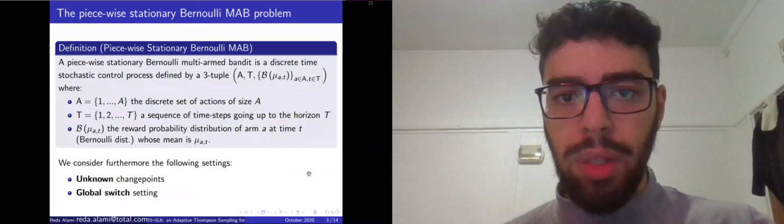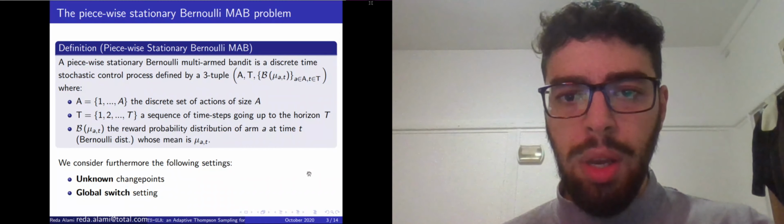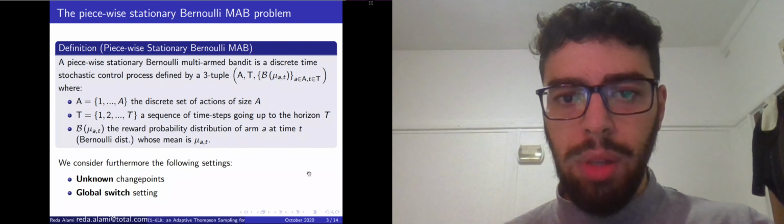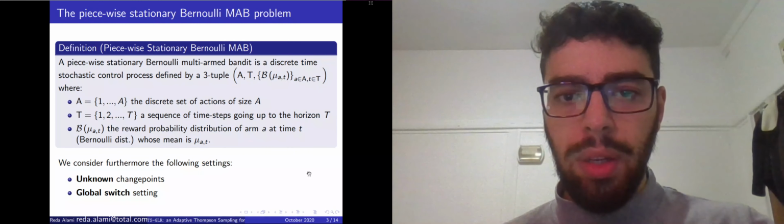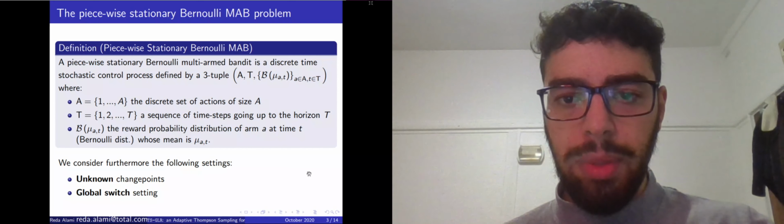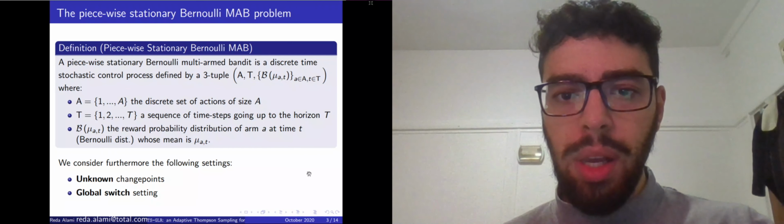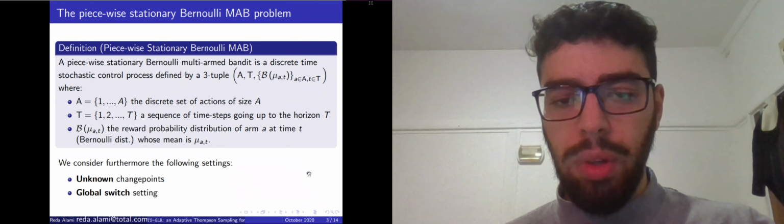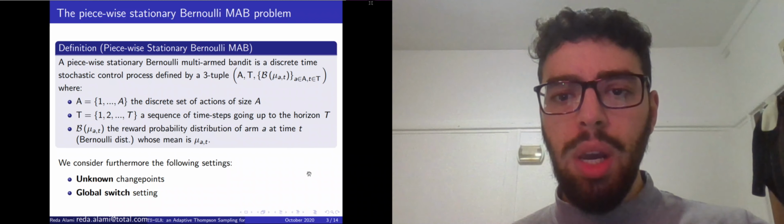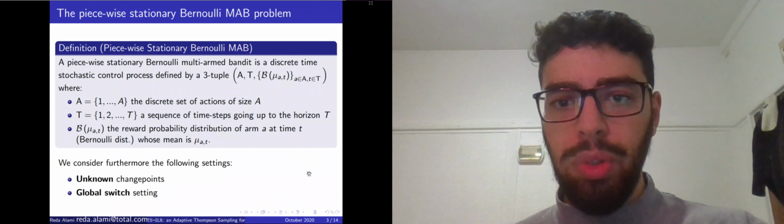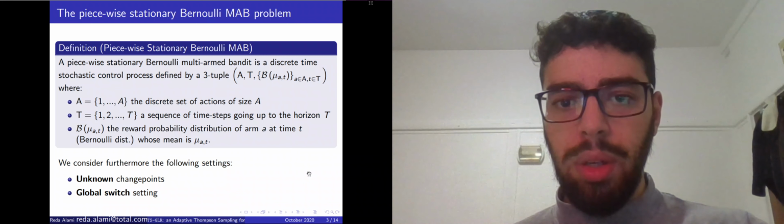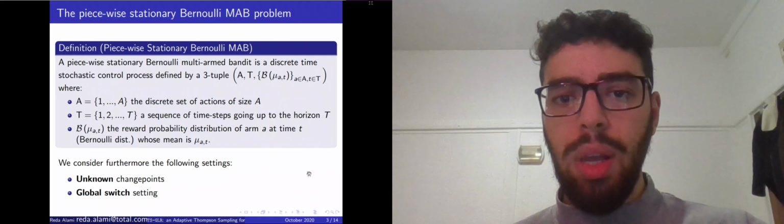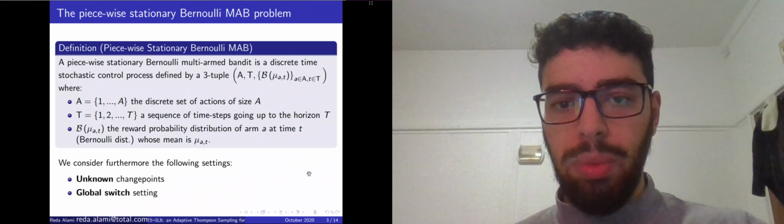So we consider the piecewise stationary Bernoulli multi-armed bandit, which is defined as a three-tuple: first, a discrete set of actions of size A; second, a sequence of time steps going up to T; and finally, the probability distribution of the reward of arm a at time t, which is in this case a Bernoulli distribution with mean mu_{a,t}. We also consider an unknown number of change points, and we place ourselves in the global switch setting.